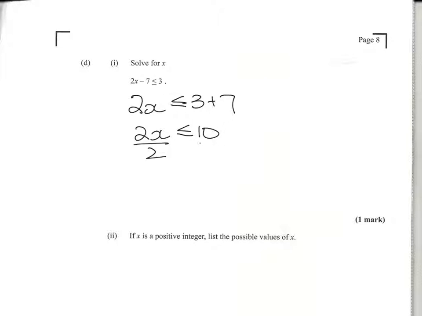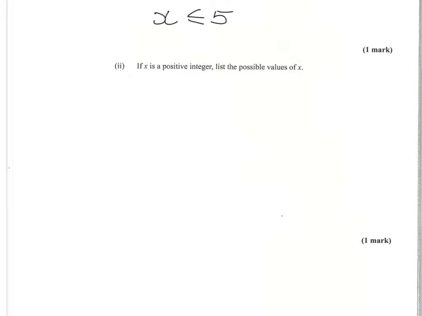Divide both sides by 2, and since we're dividing by a positive number, we leave the sign the same direction. So we get x is less than or equal to 5. So if x is less than or equal to 5, we're looking at the positive integers, so we'll just count the integers 1, 2, 3, 4, and we include 5 because it's less than or equal to 5.